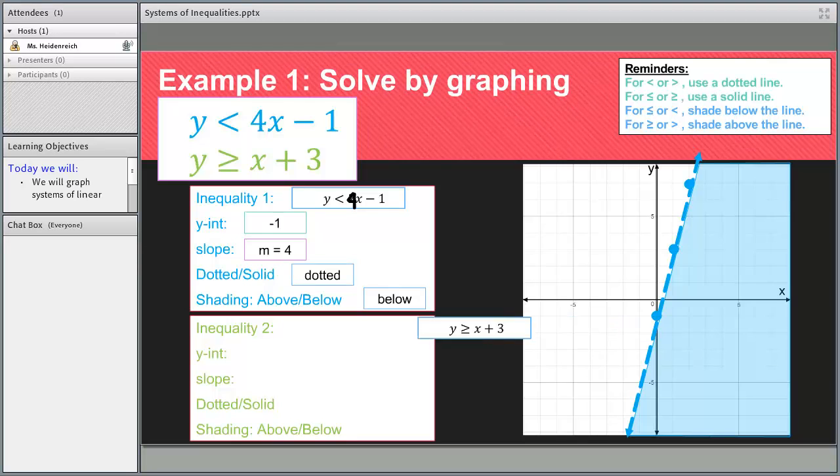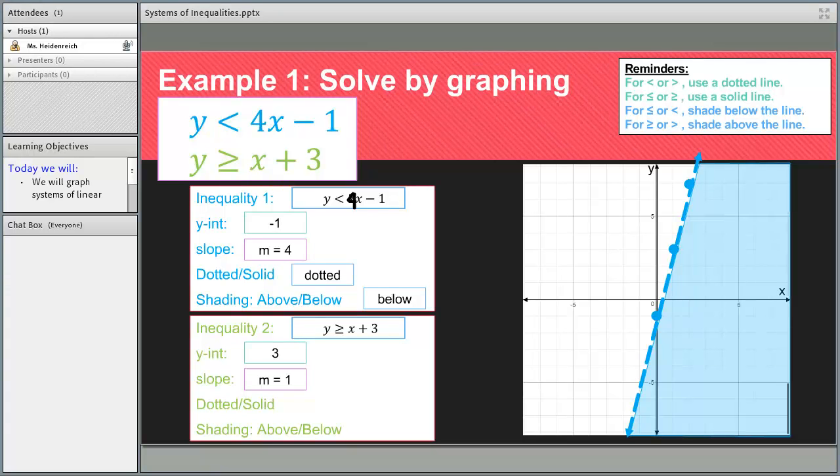Now you would make sure that you have this second one in your notes. y is greater than or equal to x plus 3. And then think to yourself, what's the y-intercept again? Oh yes, it's 3. And the slope, that would be the number in front of x, and there's no number there. But it's really just an invisible 1, right? The coefficient of x is 1.